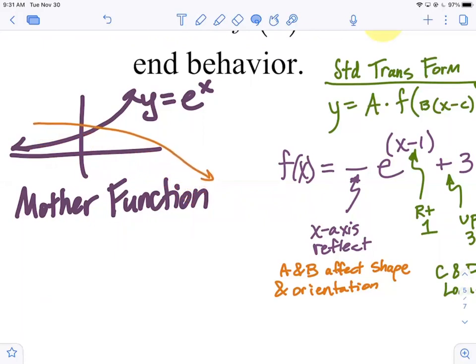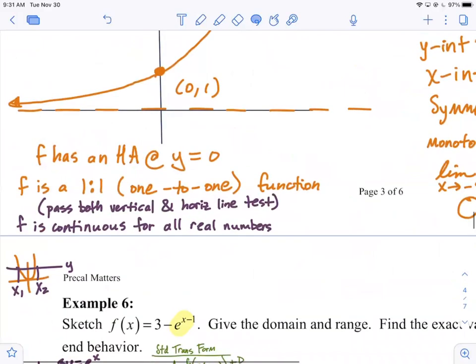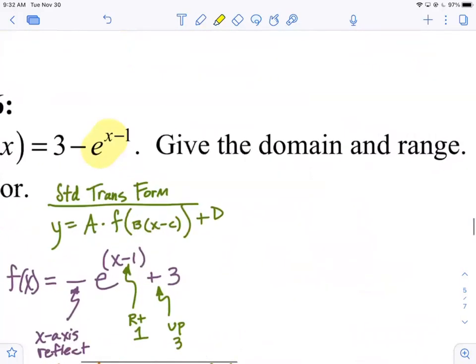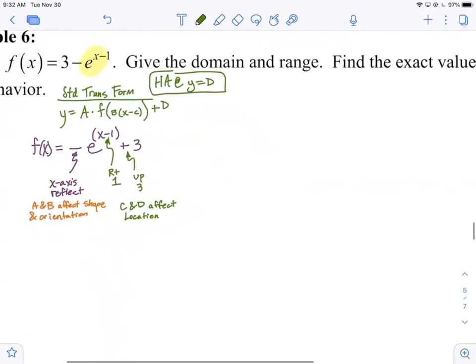Because when I move it vertically, that's going to change the location of what distinguishing characteristic? The horizontal asymptote, which always is at 0. So if you move everything up 3, where does the horizontal asymptote now go? Up to 3 as well. So for an exponential function, you're always going to have a horizontal asymptote at y equals d every time. And then depending on whether you're reflecting it across the x-axis or not, your graph may live above it or below it. All right. So let's go ahead and sketch our final graph.